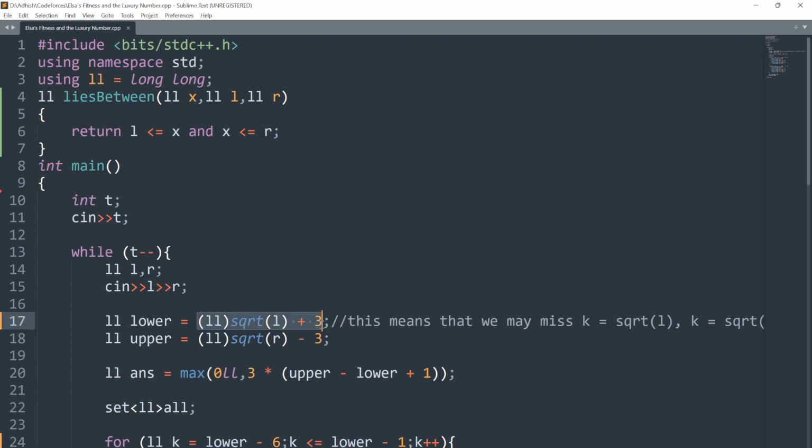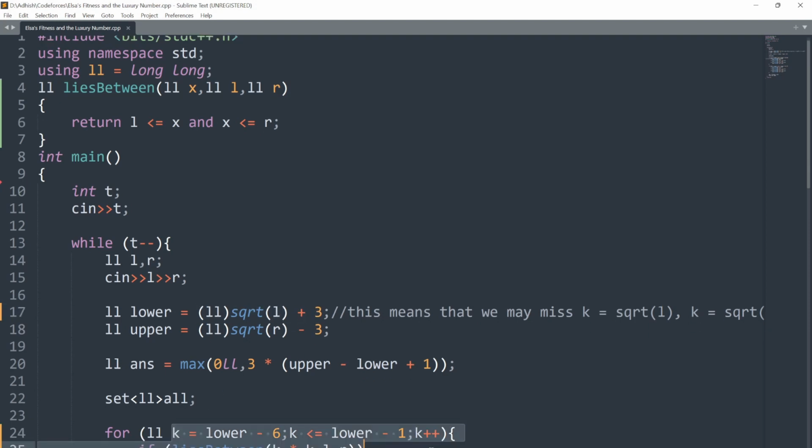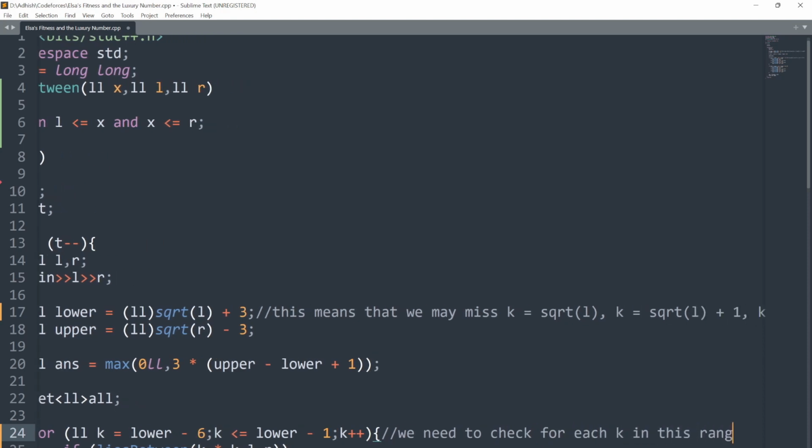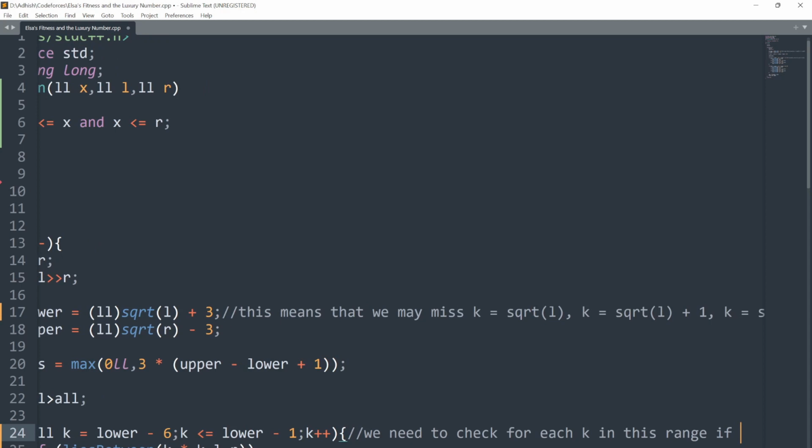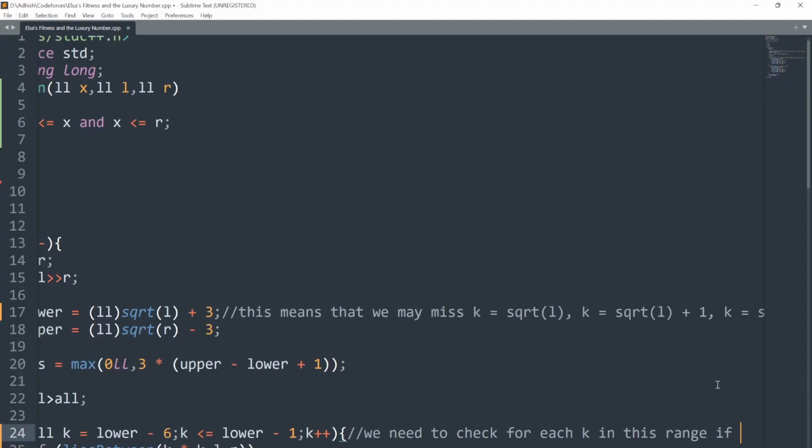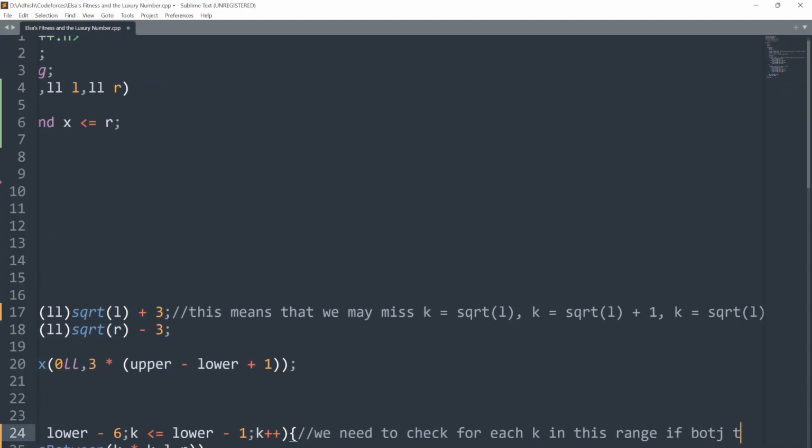Wherever lower starts, we know that for sure k square will be greater than L. So that's why it will lie within the range of L to R. And we know that these values of k we need to check. So we need to check for each k in this range if both the conditions are satisfied.